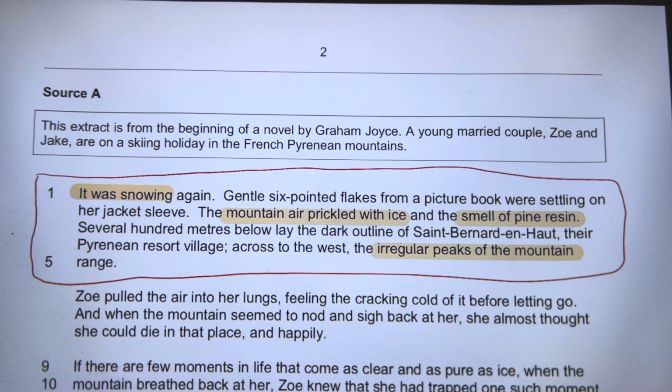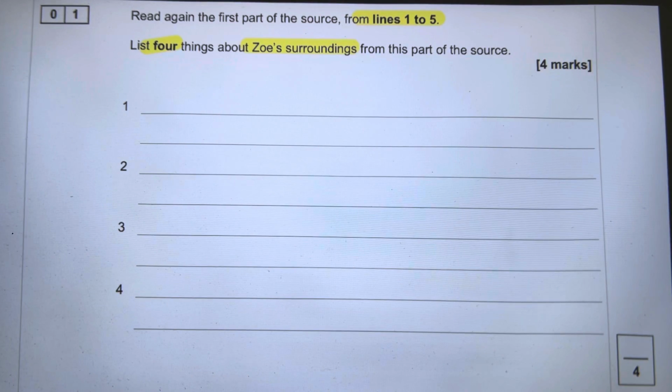But we have our 4 points. These are 4 things we can use about the surrounding. Now, all you would do, guys, I'll give you one answer, as in one example. So it says, list 4 things about Zoe's surroundings from this part of the source.